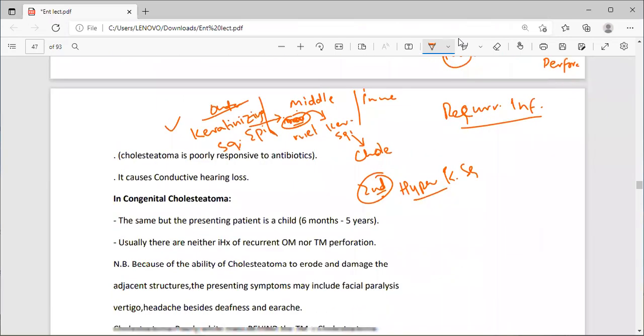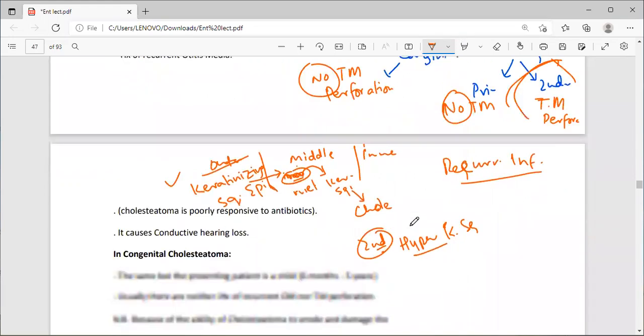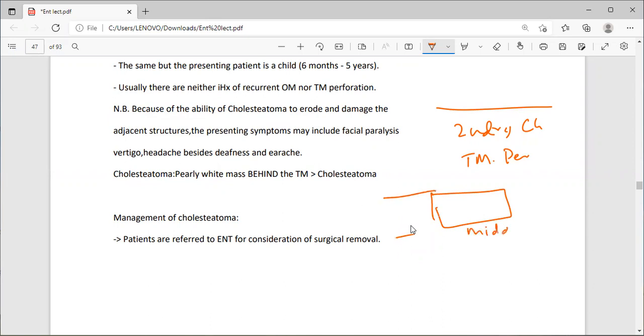Now, in the PLAB, they are mostly concentrating on the secondary cholesteatoma. Now we are going to explain the secondary one. What happens in the secondary one? In secondary cholesteatoma, there is tympanic membrane perforation. So this is the middle ear, and this is the outer ear.